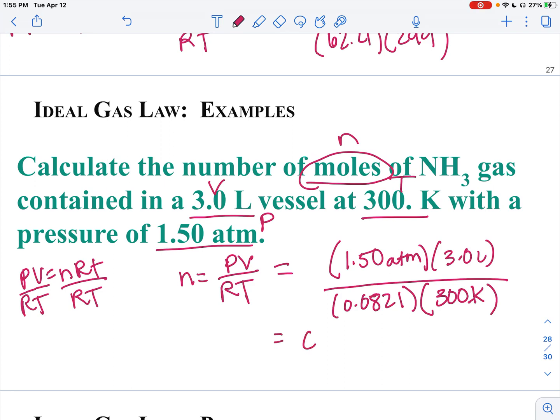So when we do out that math, we get 0.18 moles. Now I know both of these examples were moles, but you can definitely use this to solve for other things. It just happened that these two problems were moles, but in class we'll practice others as well.